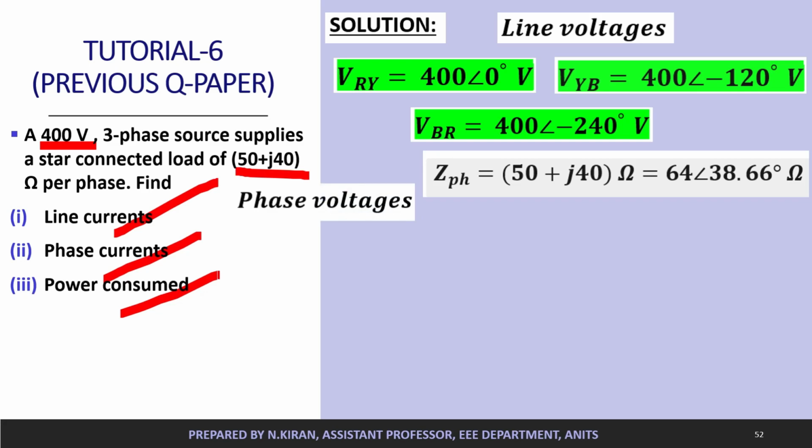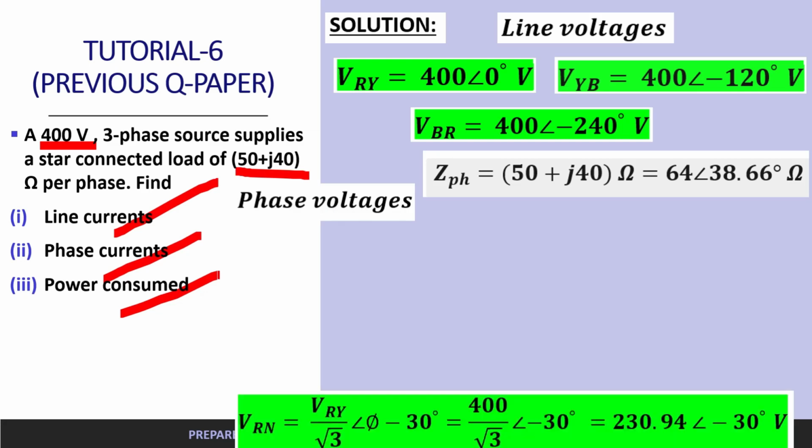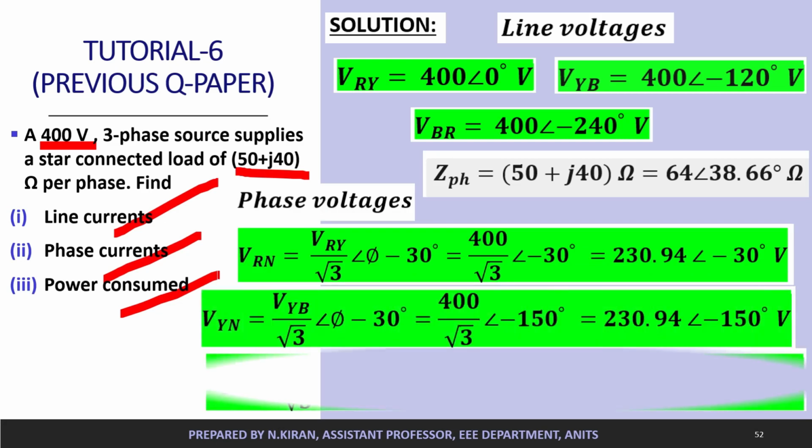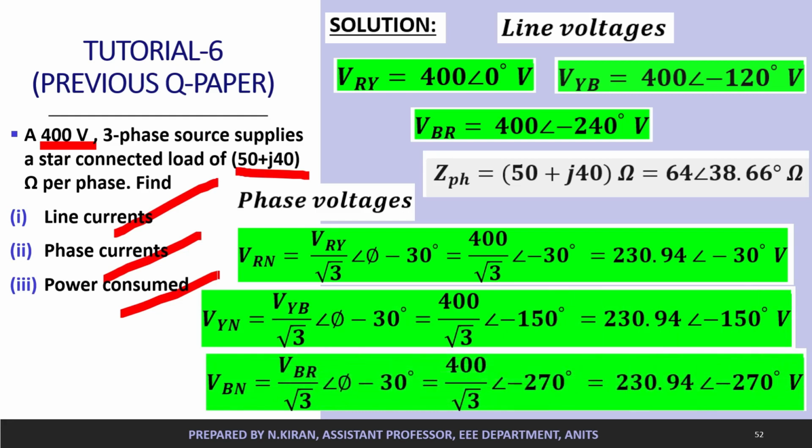So in star connection, phase voltage is nothing but 1 by root 3 times the magnitude of line voltage, and every phase voltage will lag the respective line voltage by 30 degrees. So using that formula, you substitute all the values that are required and it will give me the values of phase voltages VRN, VYN and VBN.